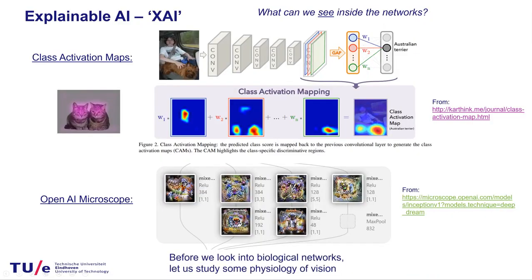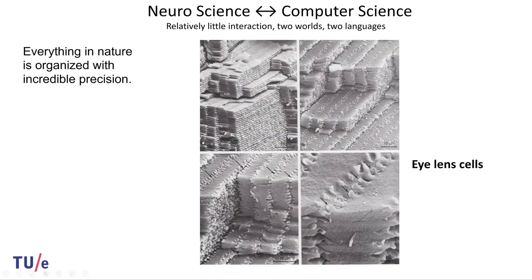So before we look into the biological networks, let's study a little bit more the brain, the visual system. If you compare neuroscience and computer science, both are incredibly advanced. In computer science, we have, of course, fantastic advancement of mathematical tools. We have chips that are incredibly powerful. But in neuroscience, they have exactly the same progress. It's incredibly sophisticated. If you look at the visual system, and actually everything in nature is organized with incredible precision.